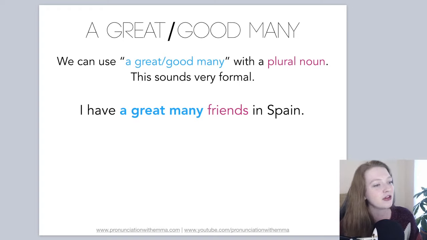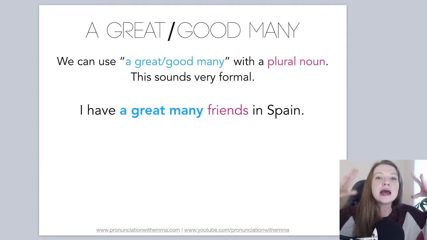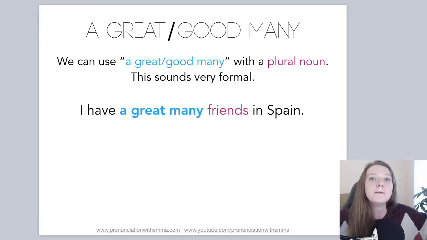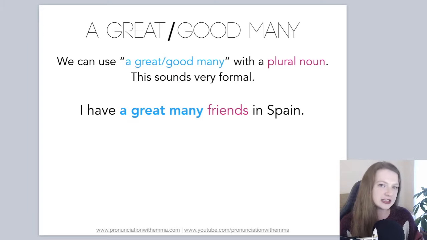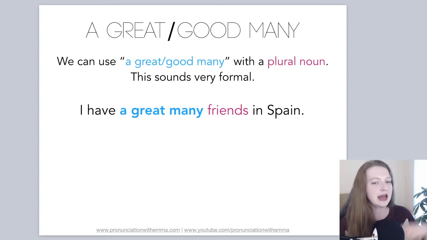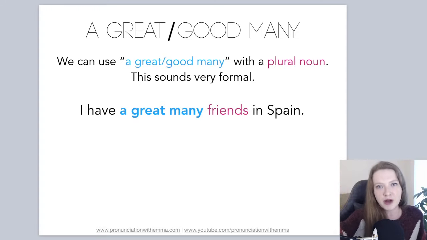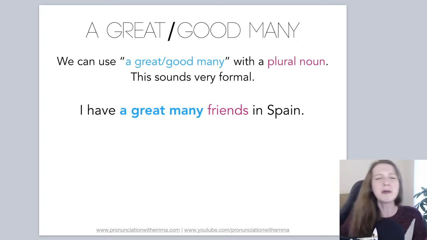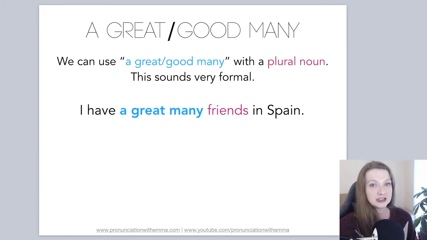Can't we say, I have many great friends? Yeah, you can. But, Laden, I'm really sorry if I mispronounced your name. Anyway, that means something different. If I say, I have a great many friends in Spain, it means I have a big quantity, a big number of friends in Spain. If I say what you said, I have many great friends in Spain, now the great becomes an adjective describing friends. Now I'm saying, I have many amazing friends. My friends are so amazing in Spain. That's what I'm saying when I say your sentence.